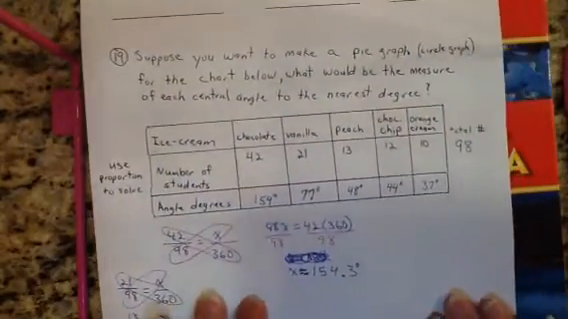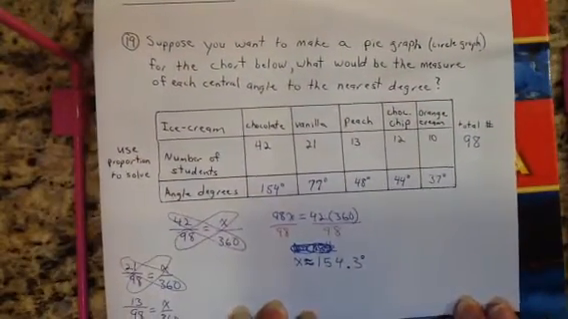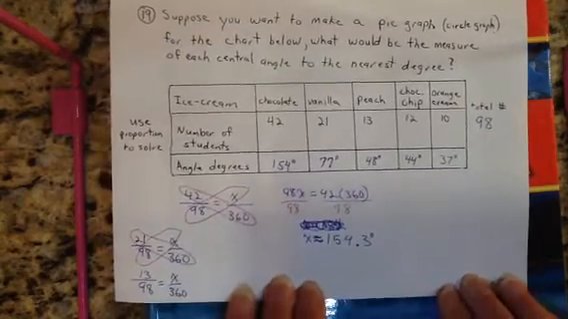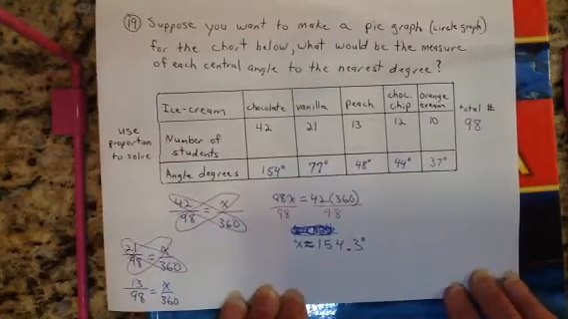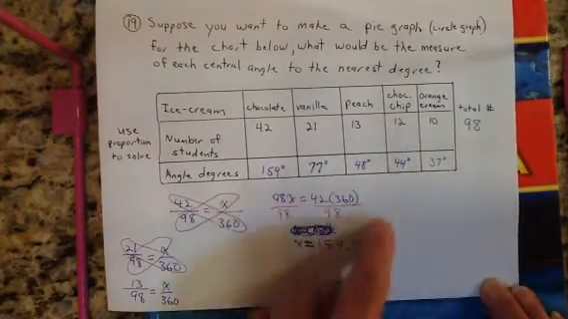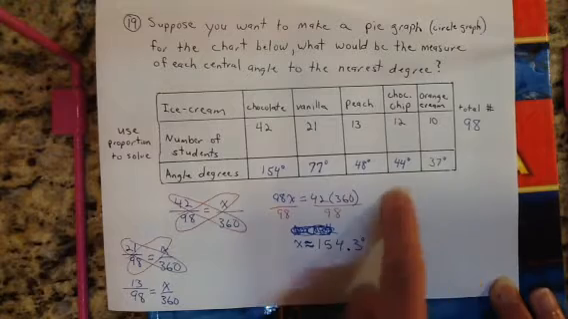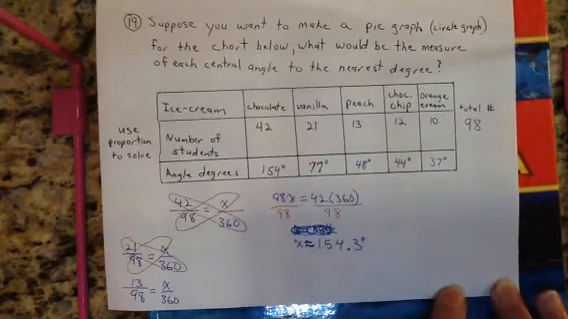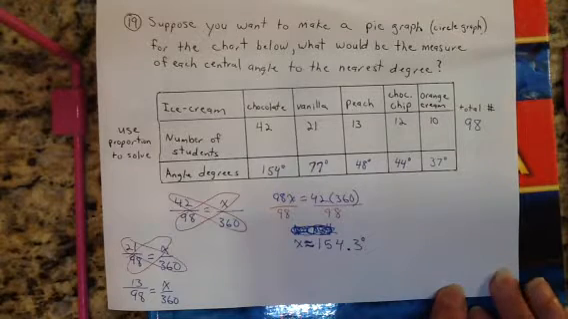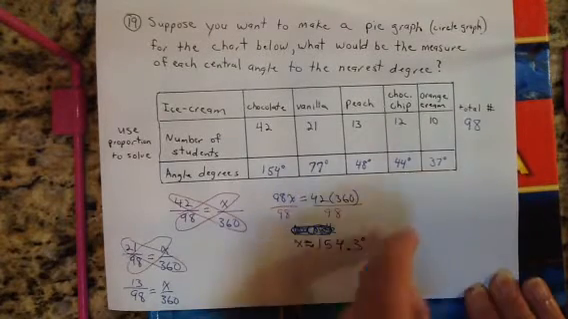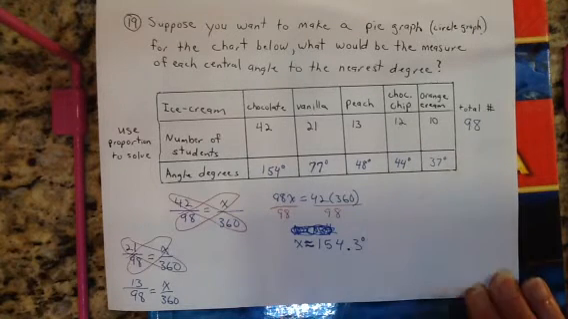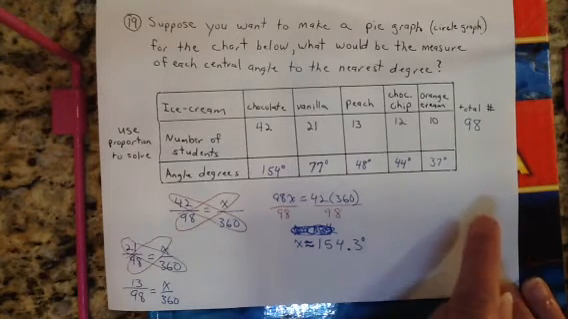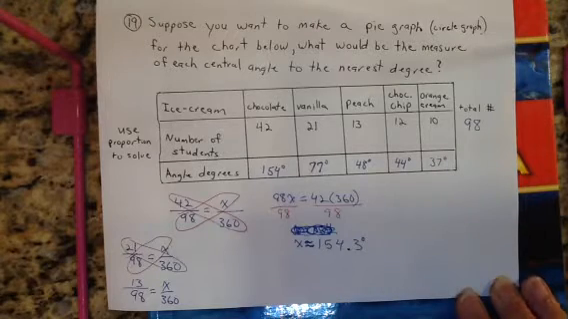Okay, 19. Suppose you want to make a pie graph for the chart below. What would be the measure of each central angle to the nearest degree? So remember, a pie graph or circle graph. A circle has how many degrees? 360 degrees. Okay, I tell the kids to remember your bike lingo. If a guy pulls a 360, he's turned his bike all the way around and landed it straight again. So 360 degrees is the degrees for a circle.